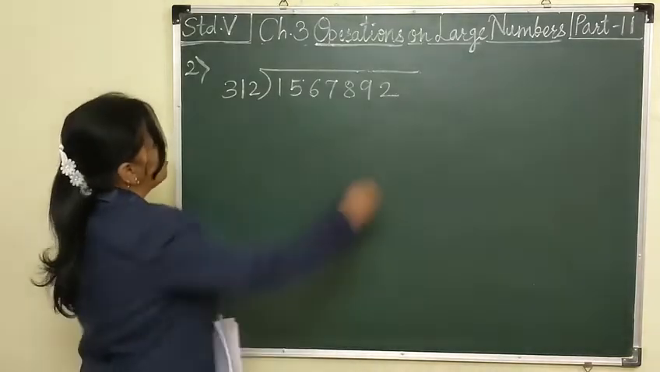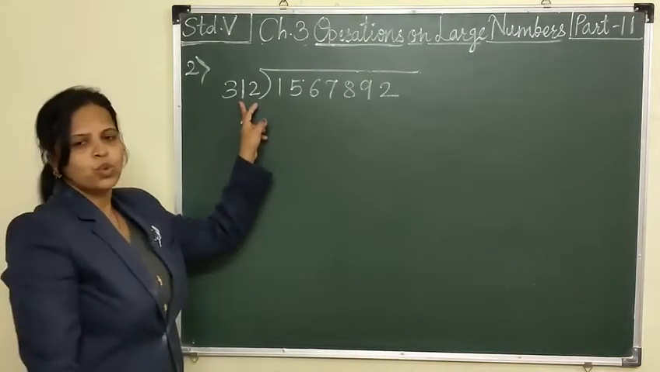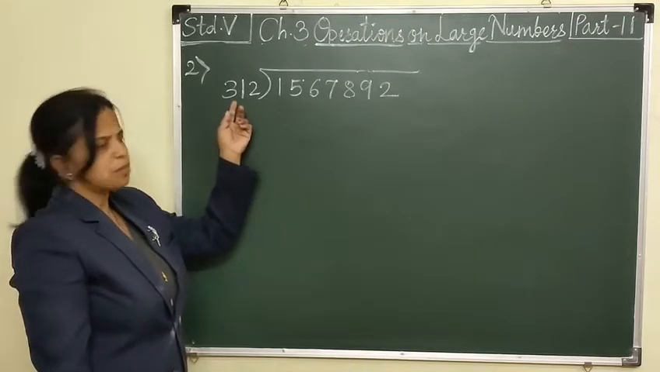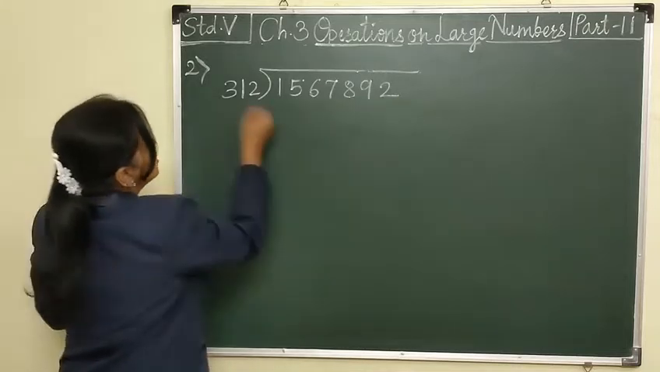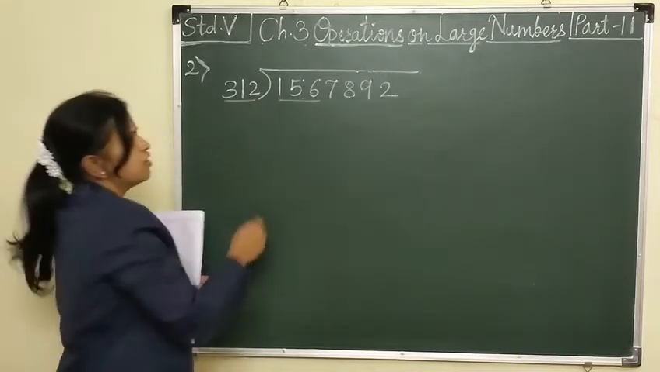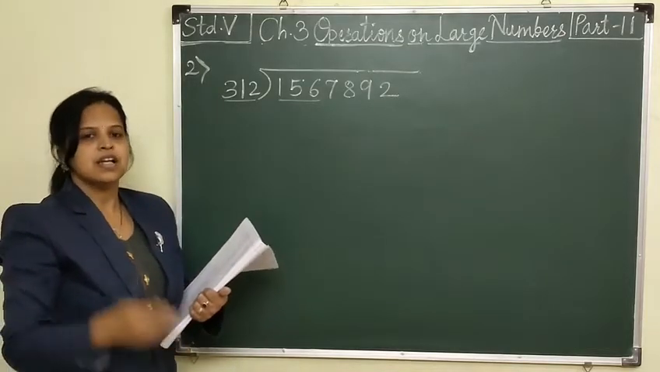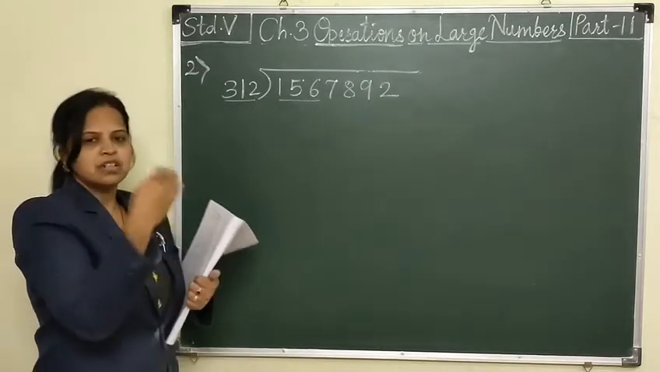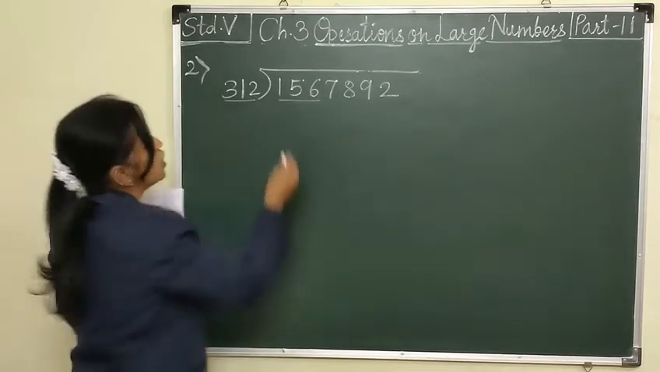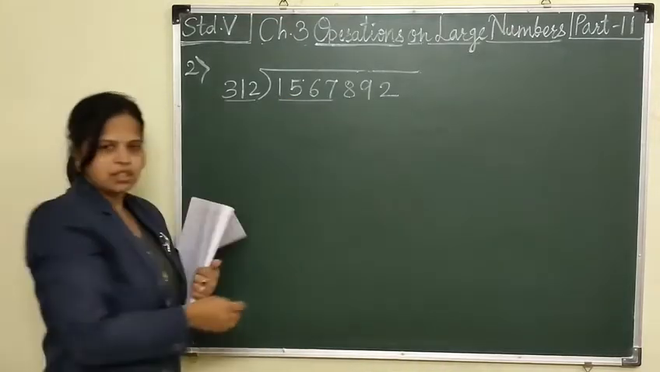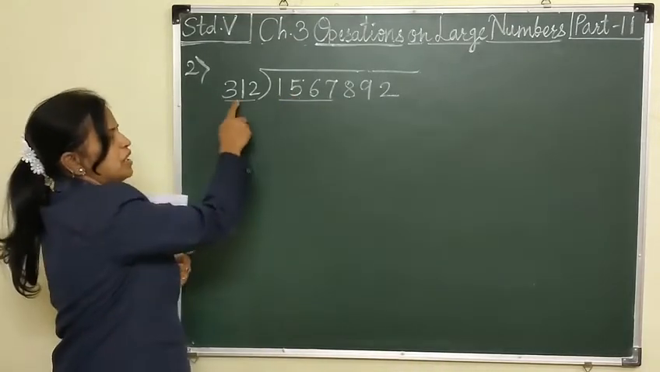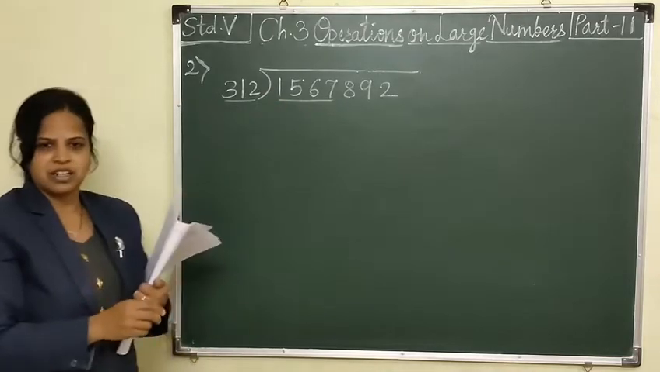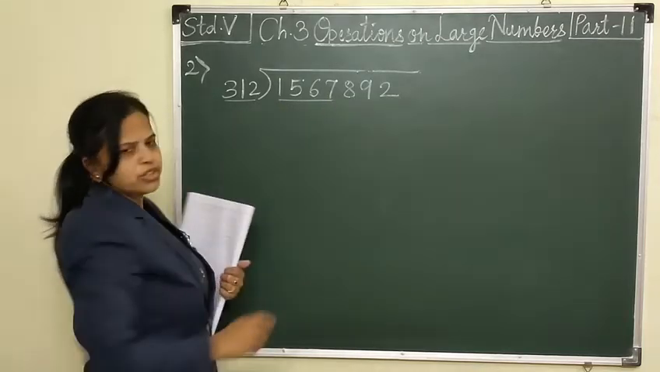See there, as I told you, if the divisor is a 2-digit number, you should consider a 2-digit number inside. But here it is a 3-digit number, so we should consider a 3-digit number inside also. Okay, this is 312 and this is 156, which is smaller than this divisor. The number inside should be greater than that. So we are going to see a 4-digit number here. Means a smaller number cannot be divided by a greater number. Means 156 cannot be divided by 312. So I considered a 4-digit number.